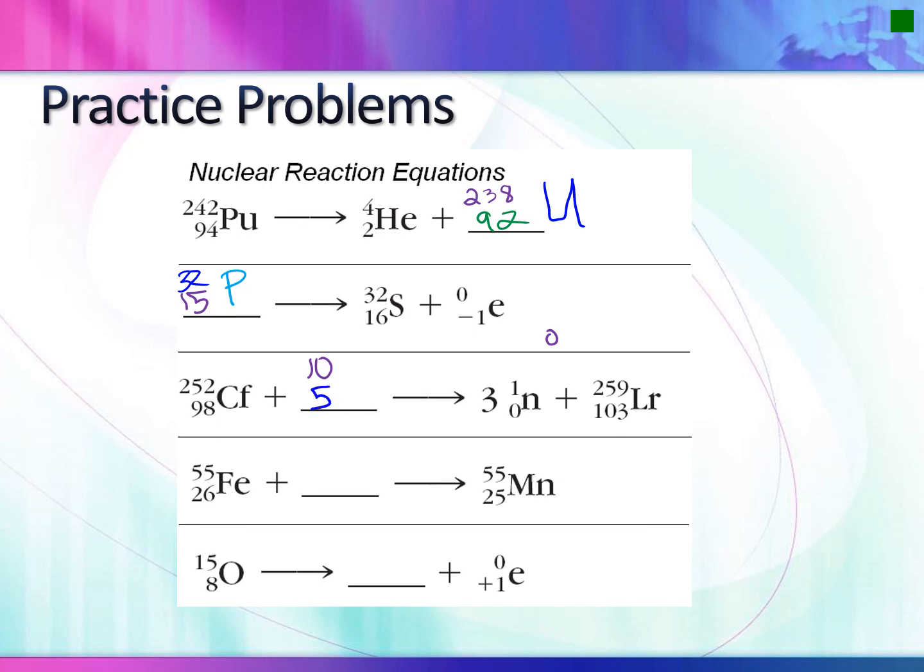I'm going to put 5, and then I'm going to look on my periodic table for what that is, and that would be B. Make sure you write all three things. You need the mass, the charge, and what the element is. All right, let's try the next one.